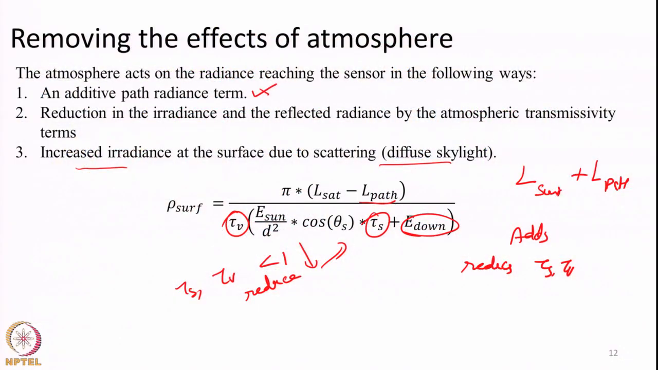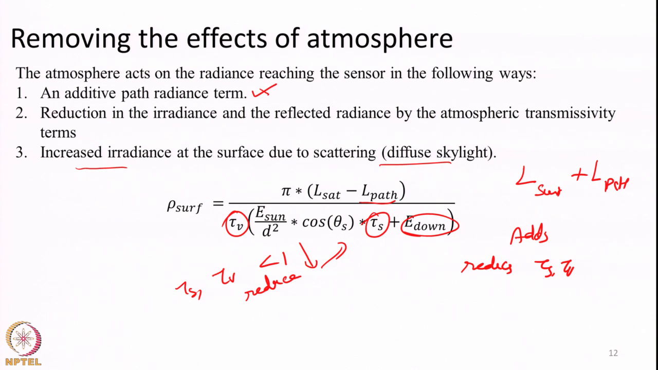Hello everyone, welcome to today's lecture on the topic converting the radiance recorded in the sensor to reflectance. So, in the last lecture we noticed the several ways in which the atmosphere affects the radiance that is reaching the sensor. The atmosphere can act as an additive, adding some radiance as a path radiance.